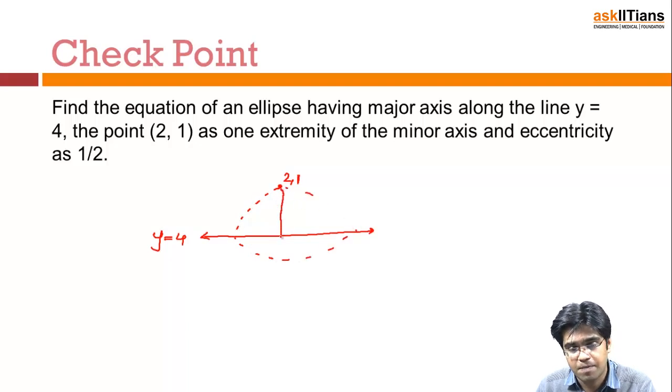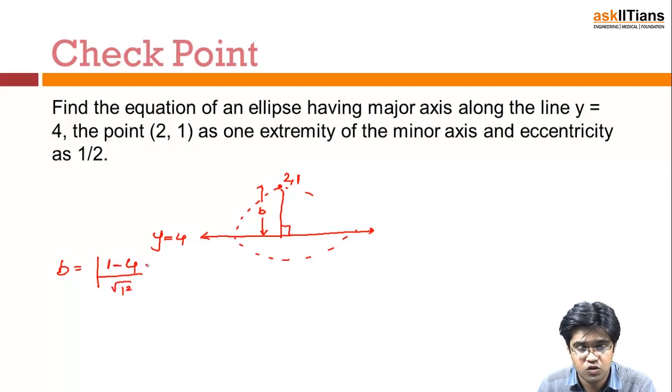The length of the perpendicular from 2 comma 1 to y equals 4 will be the semi-minor axis, because we know that both axes are perpendicular. So for y equals 4 and the point 2 comma 1, I can easily find b by the length of perpendicular formula, that is y minus 4. So 1 minus 4 divided by root of 1 square, that means b is 3. So we have got our b as 3. Now we know that b square equals a square into 1 minus e square.